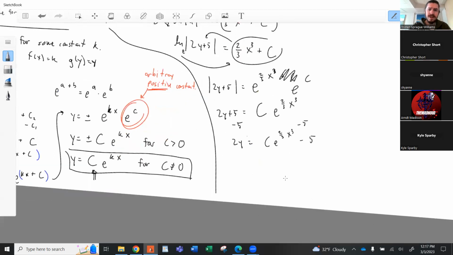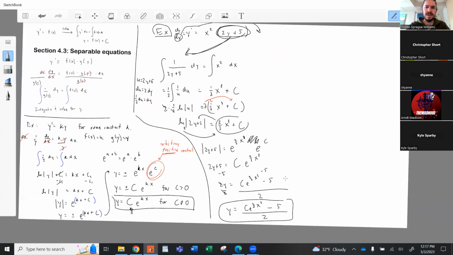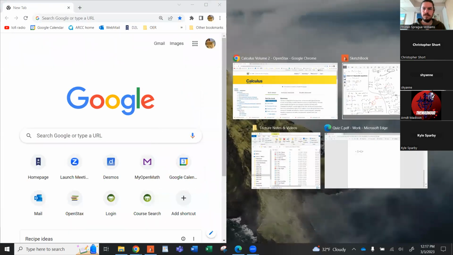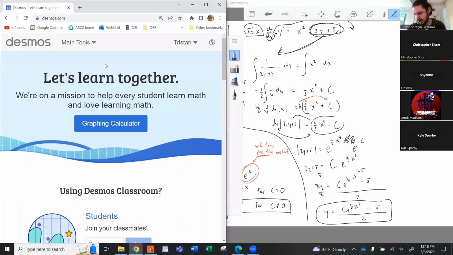And lastly, we'll divide both sides by 2. So y equals that. I'll just write it one more time. Minus 5 all over 2. And that is the general form of the solution to this differential equation. Let's discuss how we can check our work. Let's use Desmos. Okay, how do we check our work?